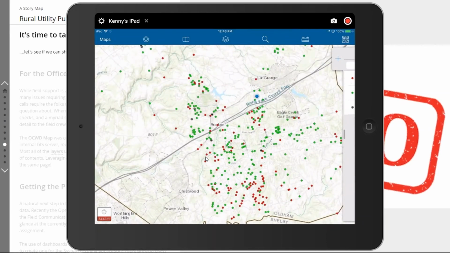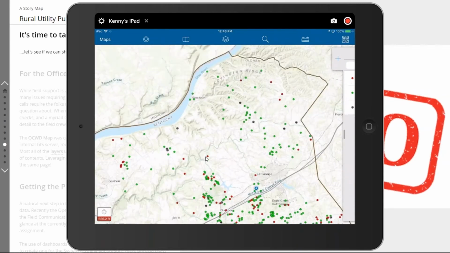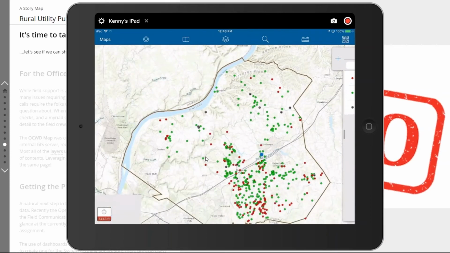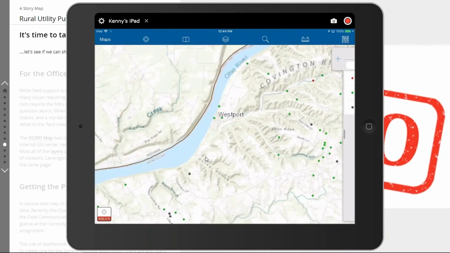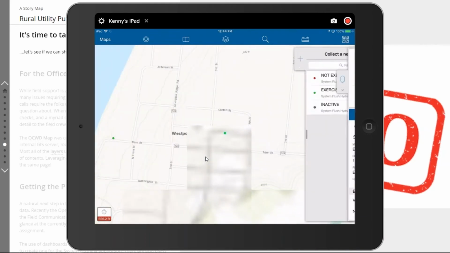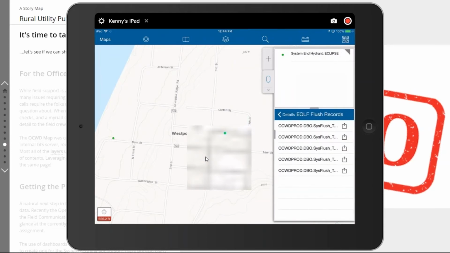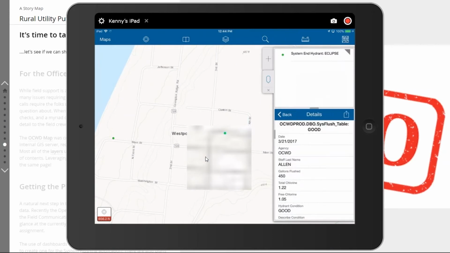So our field staff know that if they have the opportunity to do a flushing or a water sample, a daily sample, these red hydrants should have priority. We try to break those up in a grid square, 4 different parts of the county. When we do this, for example, this hydrant, downtown Westport, we have some layer information. There's an Eclipse with 1 outlet. We have the ability to add a new flush record, but we can view the old records. So this one has been hit several times.